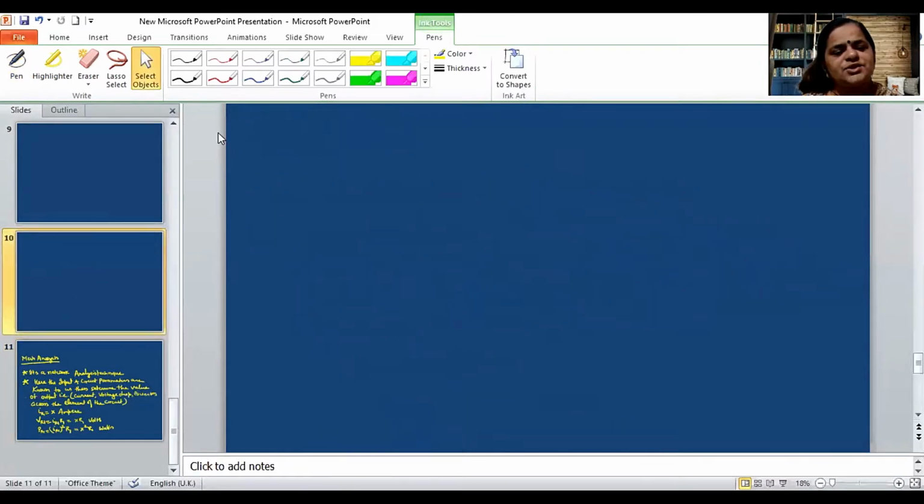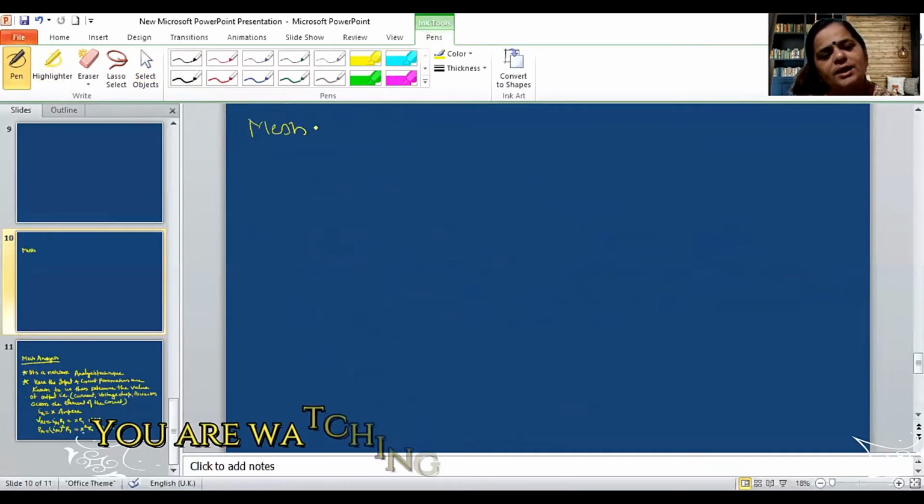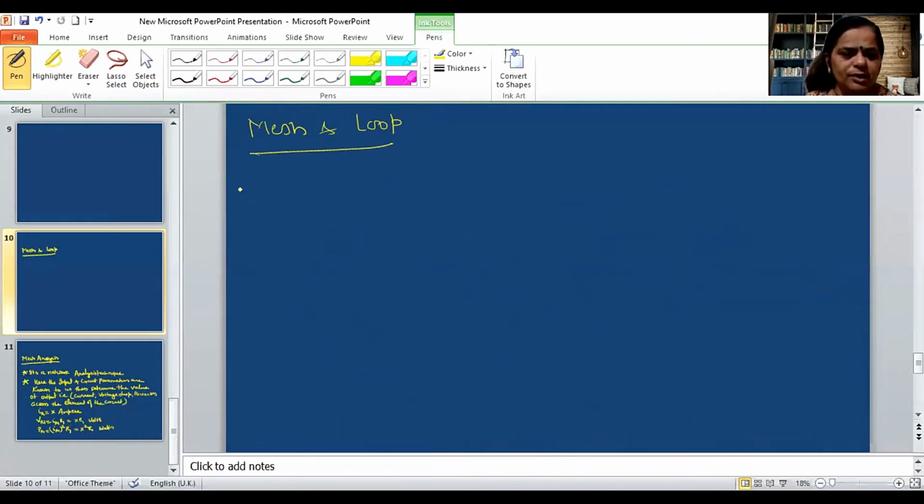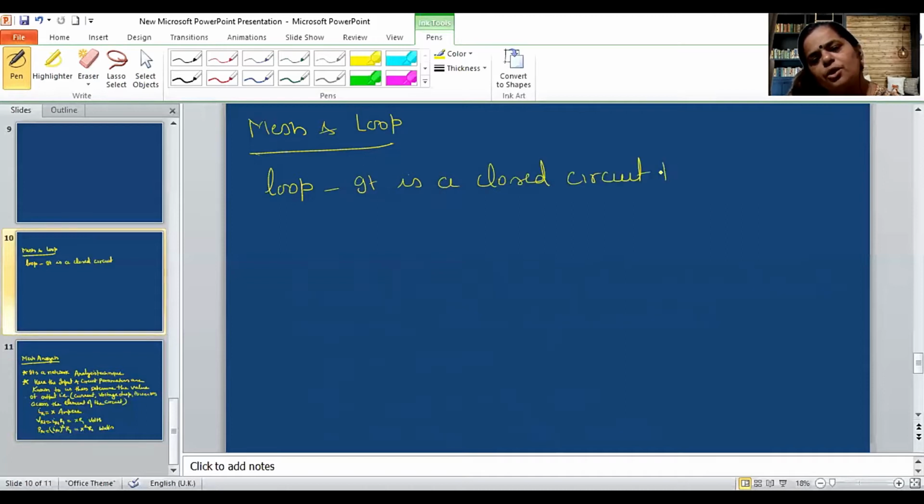Now let us try to understand what mesh and loop are. What is the difference between mesh and loop? The first thing is we should understand what a loop is. A loop is nothing but a closed circuit through which a current can flow. That is called a loop.